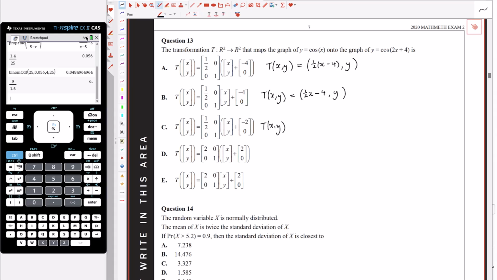Okay, so our transformed point xy in this option is half times x minus 2, and nothing's happened to y. And in this one, the transformed point xy is 2 times x plus 2, and just y. And in this one, the transformed point xy is 2x plus 2. Okay, so those are our options. The transformed point xy is just x dash, y dash, the image of x, image of y.